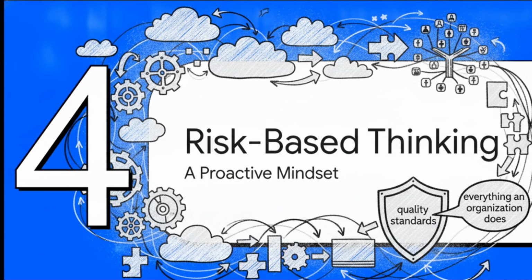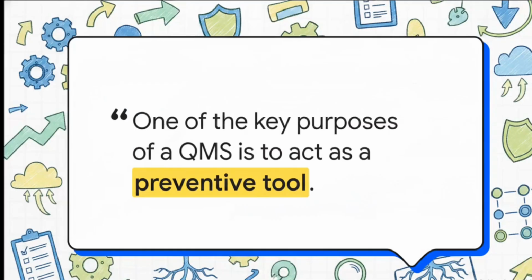Section 4. Embracing risk-based thinking. So how exactly have modern standards evolved to integrate this kind of mindset? There's this incredibly powerful quote from the ISO 9001 2015 standard that says, one of the key purposes of a quality management system is to act as a preventative tool. It's so fundamental that modern ISO 9001 actually doesn't even have a separate preventative action clause anymore. You know why? Because the entire system, the whole shebang, is inherently designed to be proactive.